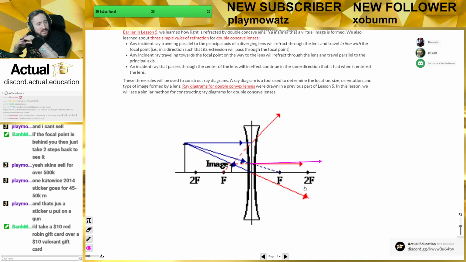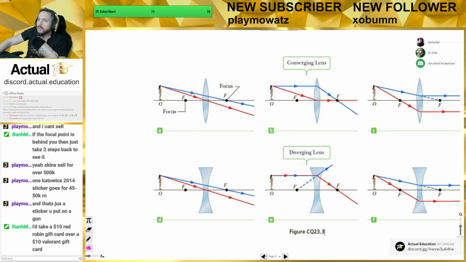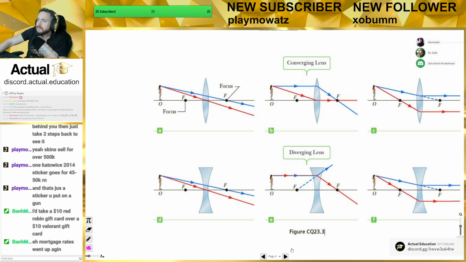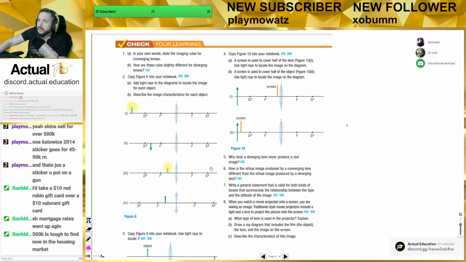Sam says some skins sell for $500,000 on Counter-Strike. Dude, what? That's like a house. It's a nice house. Holy shit, dude. That's nuts. People are crazy. Is it my turn yet? Almost. One sec, Jack. Let me see.